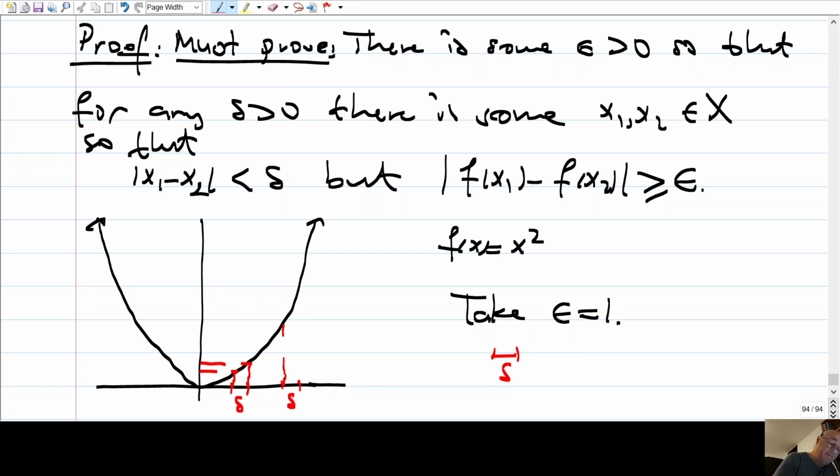You see this time its image is somewhere here, and the distance between these two points will be larger than 1. This might be less than 1, our epsilon, but this will be larger than 1. And if you move further to the right, the distance will get larger and larger. That's the idea.